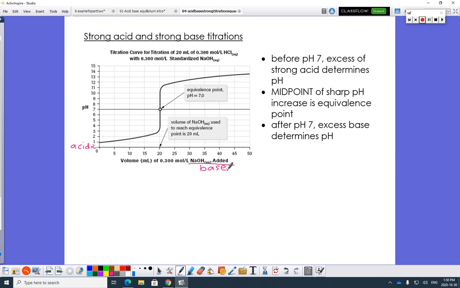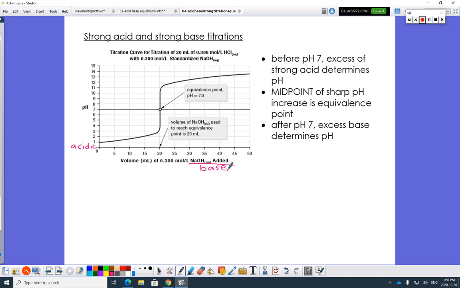Students get mad. I was so good. I let the drops in so slowly. All of a sudden it changed. Because it really does happen like this. One more drop can change the pH drastically. And then after the equivalence point, now you've got excess base. So then the pH becomes higher. Okay? So we are going to focus on strong acid and strong base titrations.